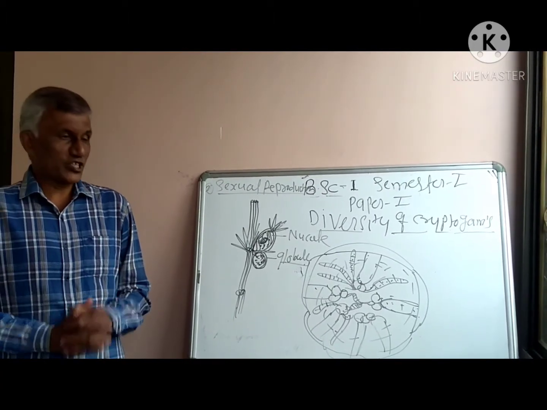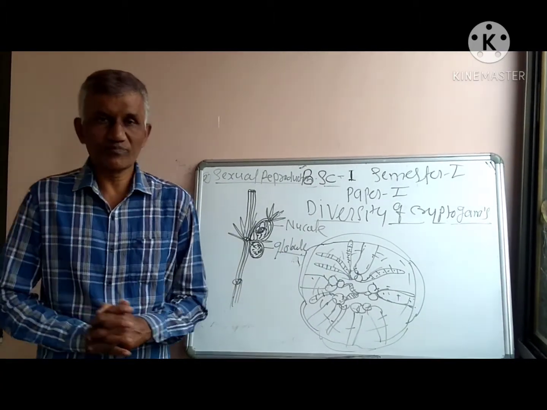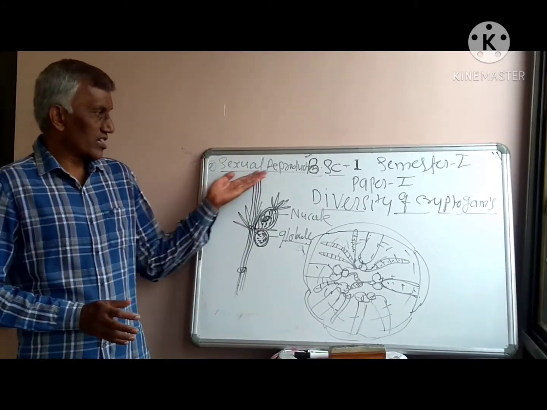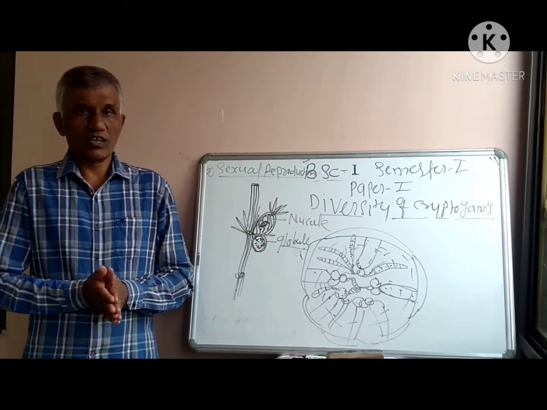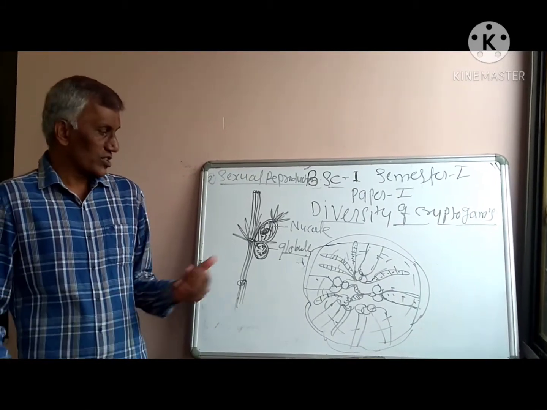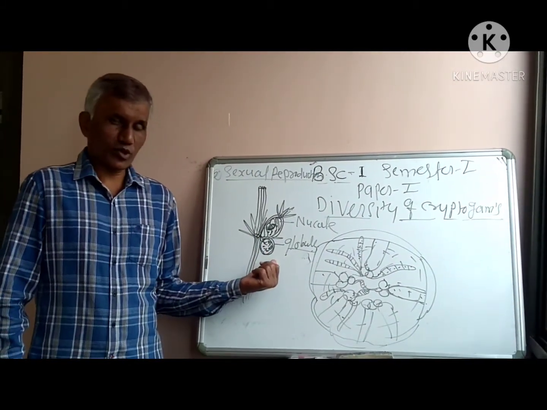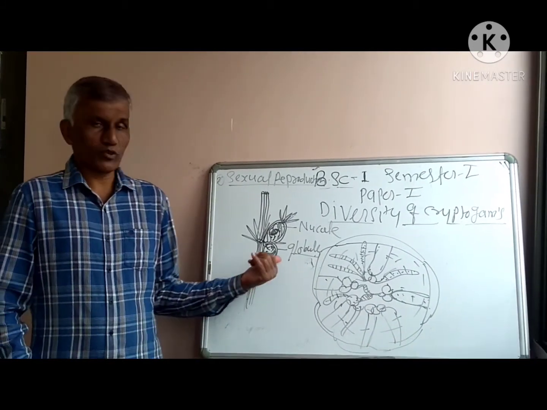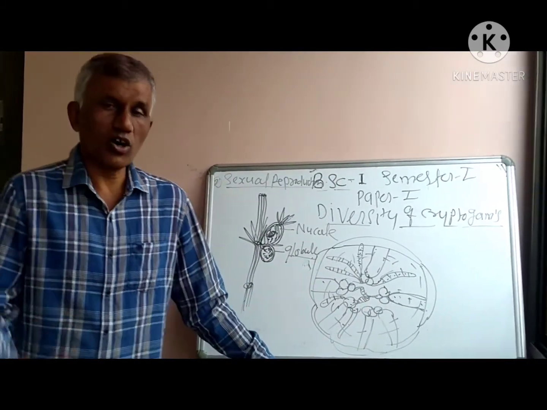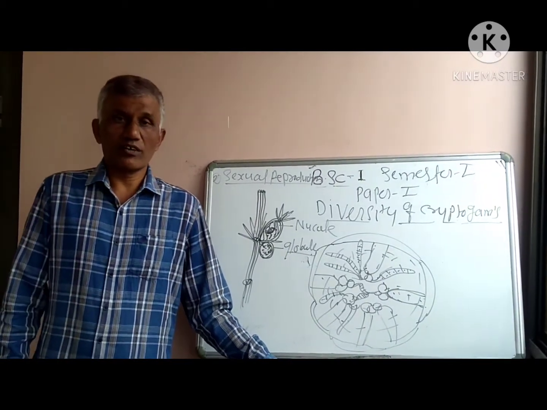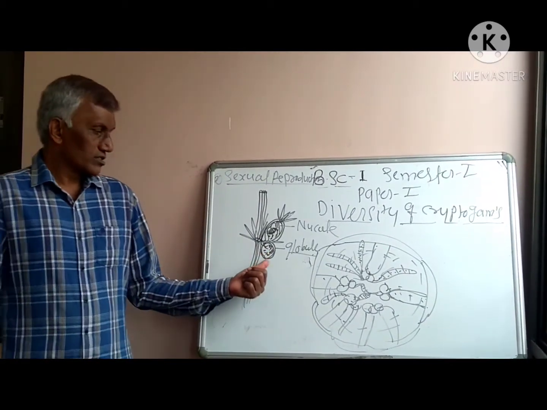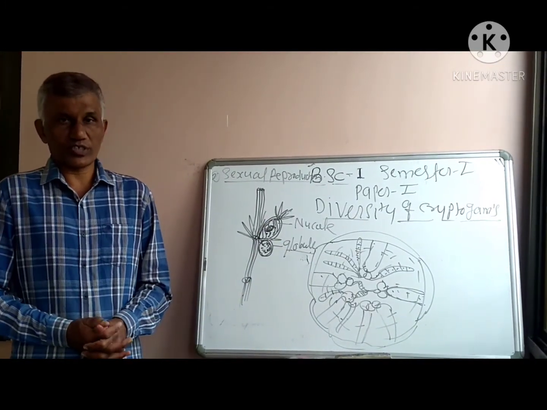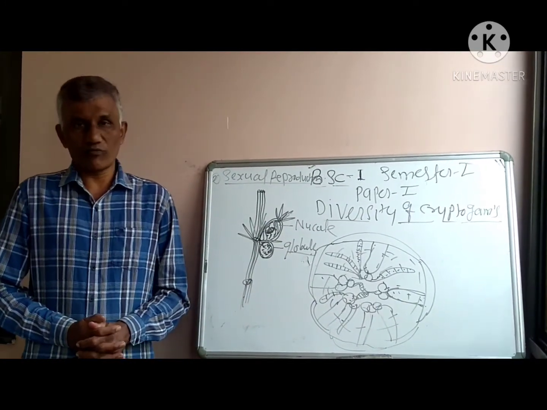In the examination, remember that there will be a 10 marks question on the sexual method of reproduction in Chara, or sometimes a 10 marks question on the structure of the globule or the structure of the nucule. Or they may ask a 5 marks question on the structure of the globule or nucule. 10 marks or 5 marks.